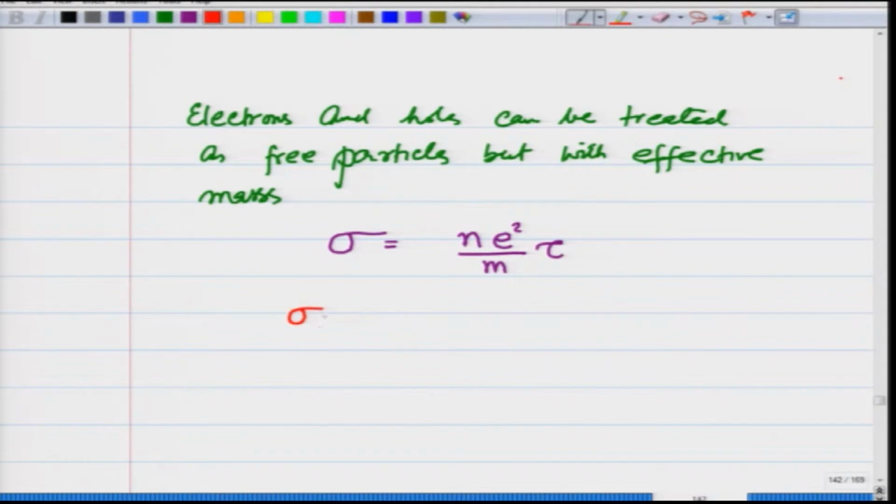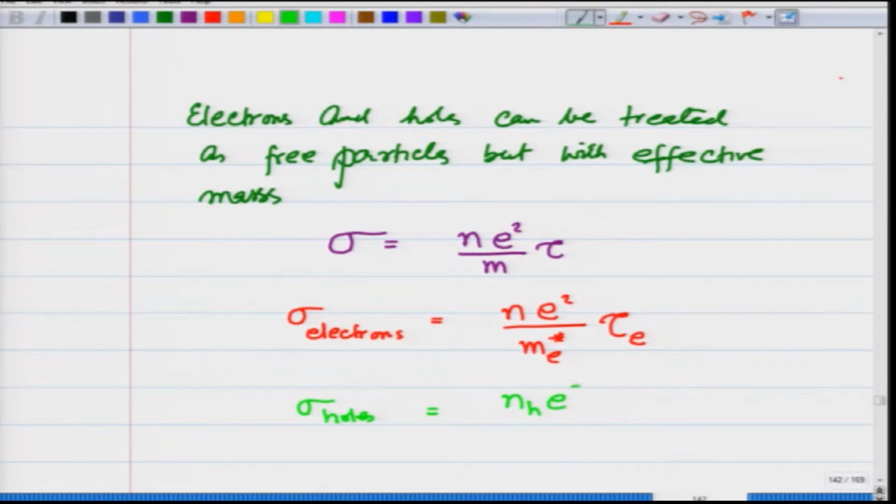So, sigma due to electrons is going to be number of electrons times e square divided by m e star in a semiconductor times the collision time for the electrons, and sigma for holes is going to be number of holes e square divided by m hole star tau hole. Tau hole and tau electron could be different, so we need not assume they are the same. Let us see first how the two contribute to the current.